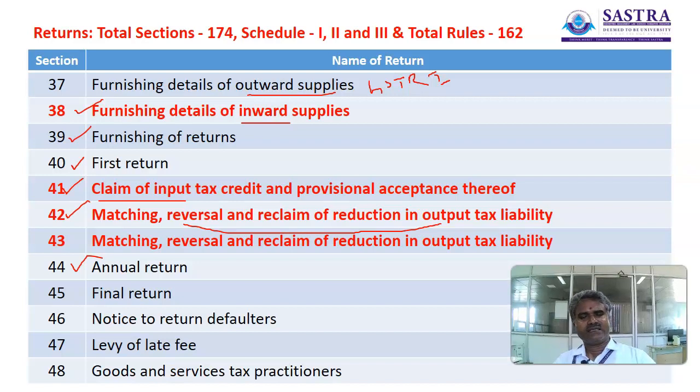Final return. Final return is what we have to file at the end of the year after filing all the periodical returns like monthly returns, quarterly return, half yearly return, annual return.